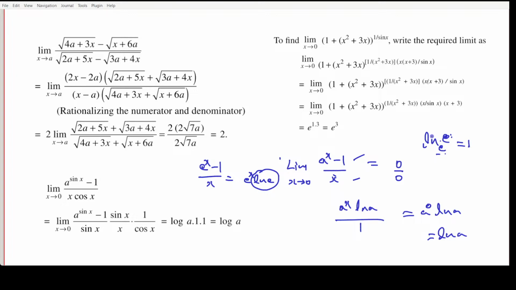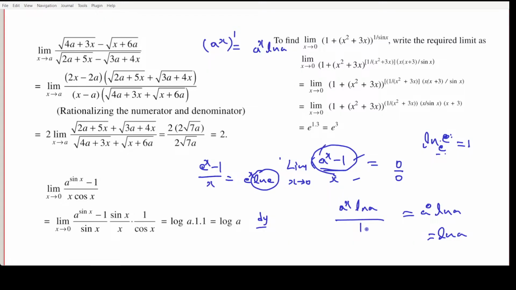Sir, in the previous case, can you explain how it became a power x ln a? So a power x minus 1, we differentiated. Earlier we differentiated a power x, and then we got a power x ln a. Remember that. If you differentiate a power x, what do you get? You get a power x ln a, right? That's what we have written.